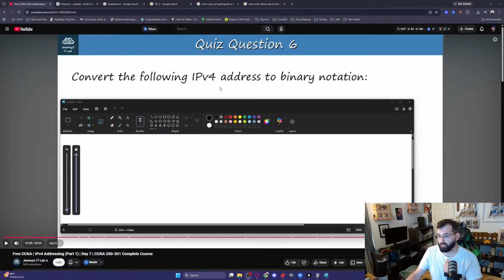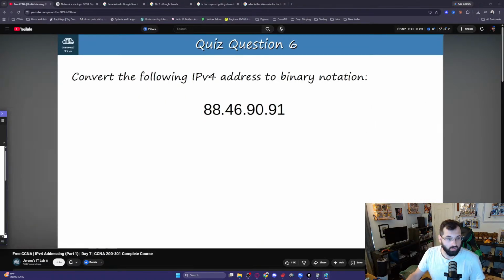No, I don't know what it is. It refuses to pick up the paint. Interesting. Whatever. Okay, I'm gonna write it out real quick.